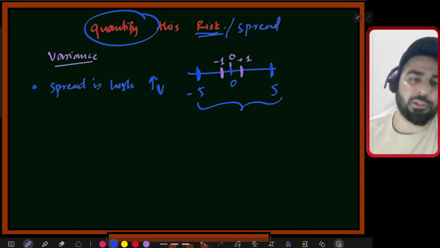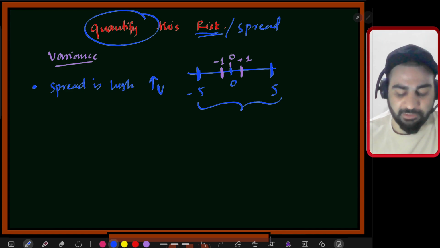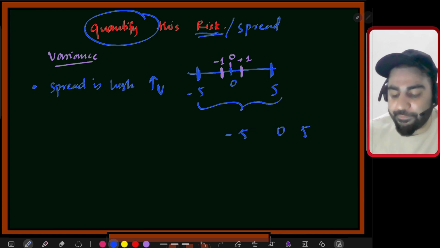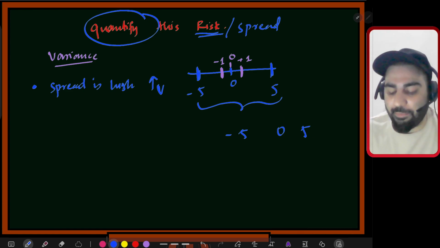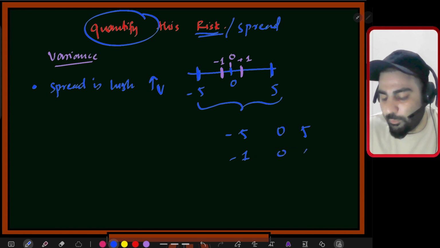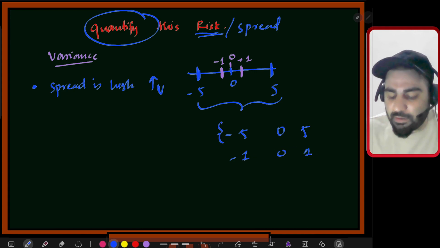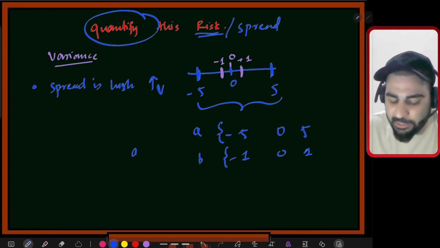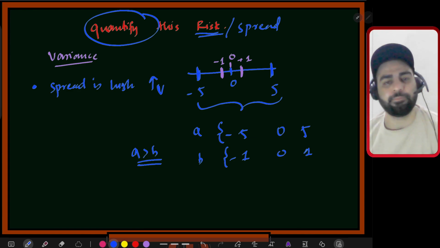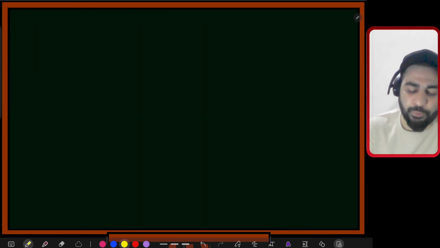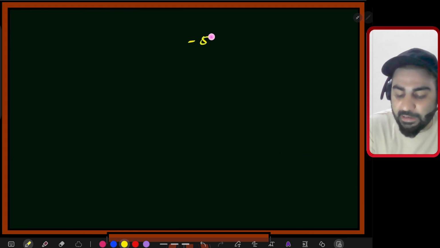How to do that? Do you have any idea how we can come up with such a number, so that if I have been given this data, -5, 0, 5, and for the other data, -1, 0, and 1, I should somehow use these numbers. For this I should get a number, let's suppose A, and for that a number B, and A should be greater than B. There are different ways to do this. A simple way is to compute the mean. I'll say, okay, this -5, 0, and 5.